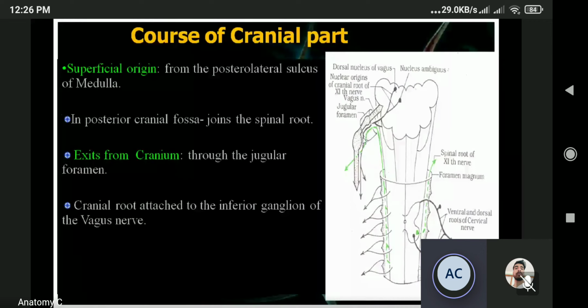Now the cranial root will finally attach to the inferior ganglion of the vagus nerve. That's why this cranial part of the accessory nerve ends by attaching with the vagus nerve. So whatever muscle is supplied by the accessory nerve is mainly through the vagus nerve, because this is finally ending in the vagus nerve. Is this clear? The cranial root of the accessory nerve will attach to the inferior ganglion of the vagus nerve.